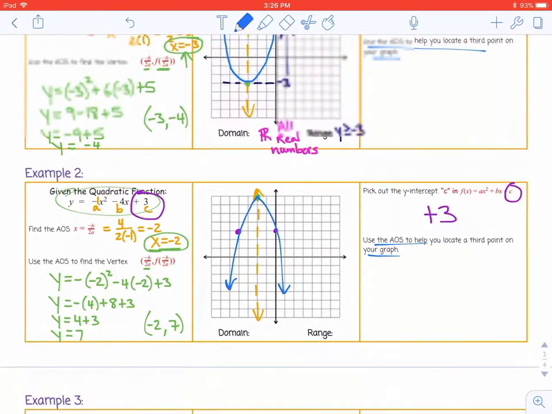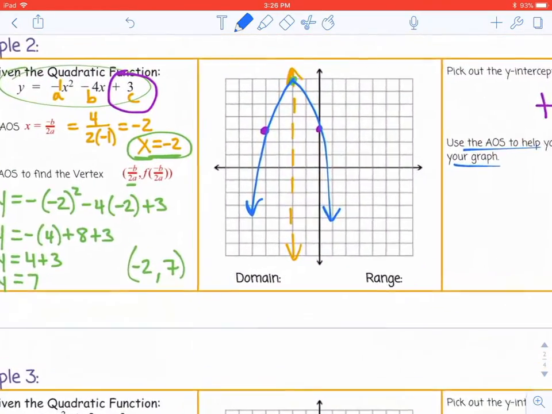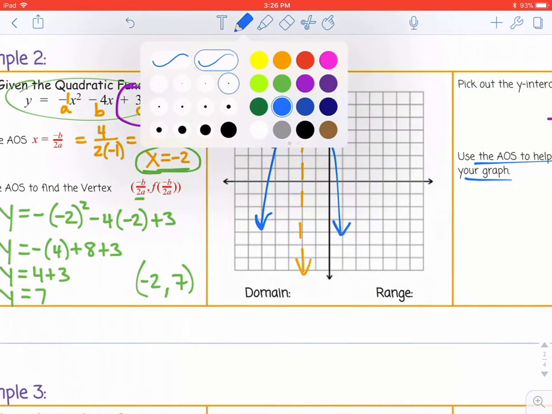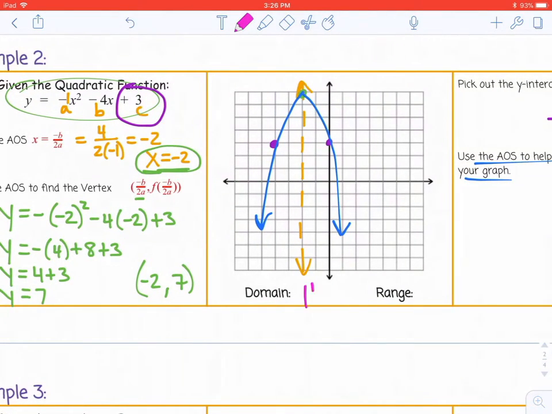Now, let's pick out domain and range. So domain is as far as the x values will go on your graph. Remember, all quadratic graphs that we are going to work on are going to have a domain of all real numbers. And the range is going to be how far your graph goes up and down. So think of your y value that's the highest value right here is at 7. And then your graph goes down forever and ever. So y is less than or equal to 7 is the way we write the range.